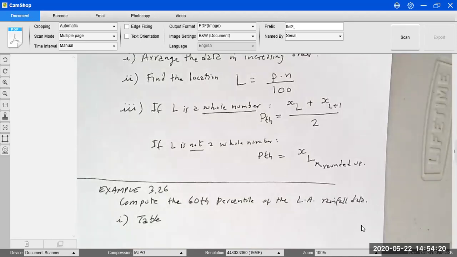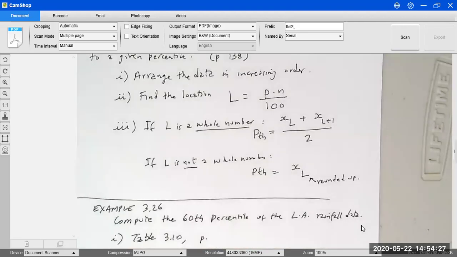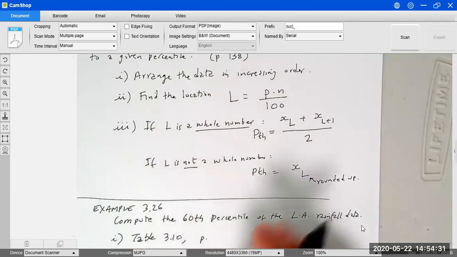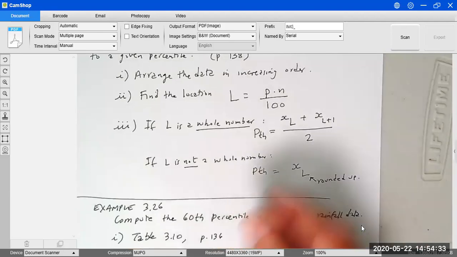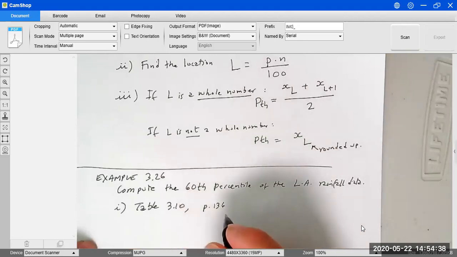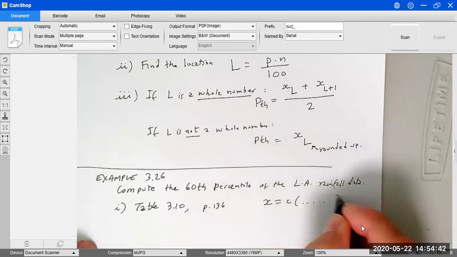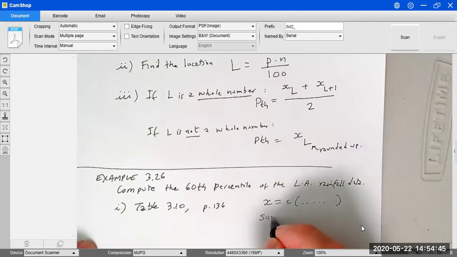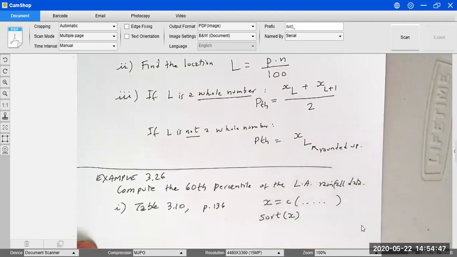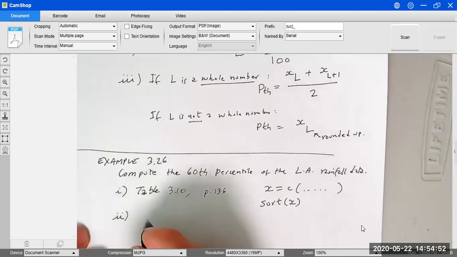Okay, that table is table 3.10. So you look at that table, it's already in order. So page 136. So that's the first step. If you don't have your data set in order, again you need to enter all the X values, and then you do sort of X, and you're going to get the list in order. So the second step is just to find the location.